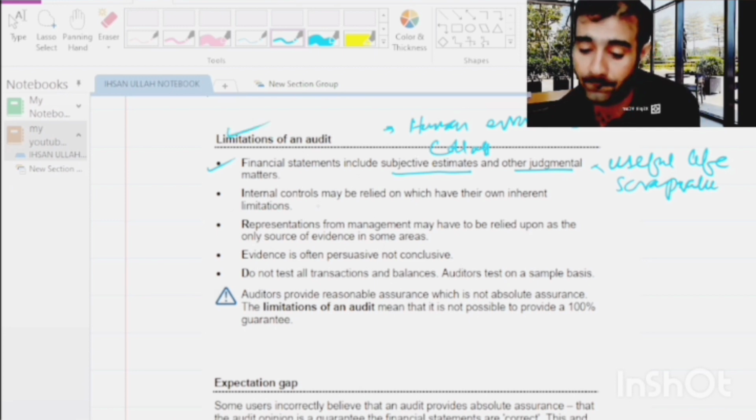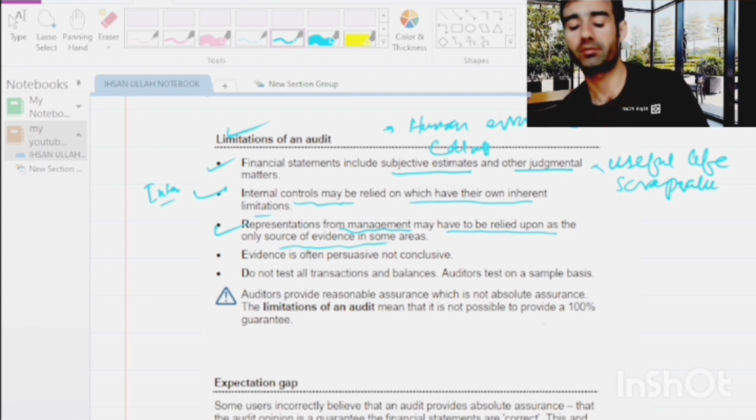Internal control may be relied on, but it has its own inherent limitations. It means the auditor has to rely on the internal control, and internal control has some inherent limitations because the management is involved in that. Representation from management may have to be relied on as the only source of evidence in some cases. Sometimes you need the representation of the management, and the management will not give you a statement that is against them. So this is a limitation of audit.